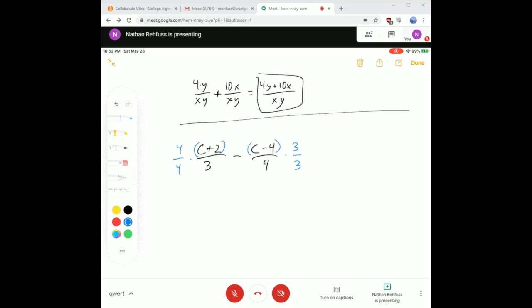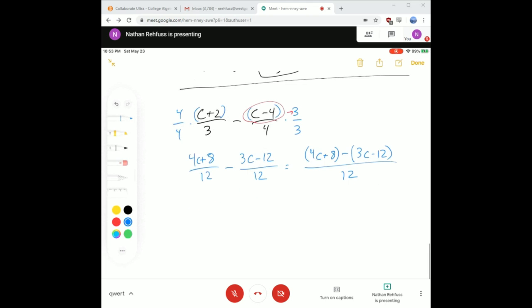See, then over on the right, we're going to have 4 c's plus 4 2's, that's 8. So 4c plus 8 over 4 times 3 is 12. We're going to subtract from that 3 times c minus 4, so that's 3c minus 12, all divided by 12. See, this whole expression is getting multiplied by the 3, so I had to distribute. Now this is really just the same as 4c plus 8 minus 3c minus 12, all over 12. I can combine like terms, just like I taught you in section 1.4.